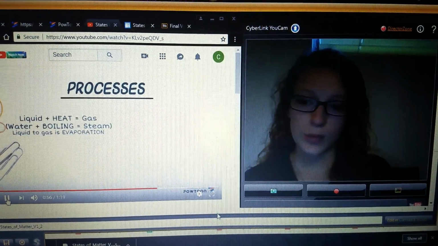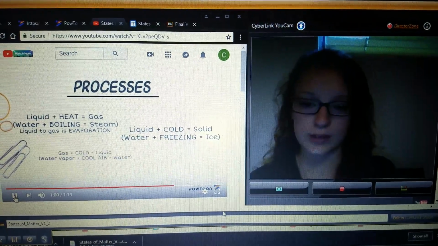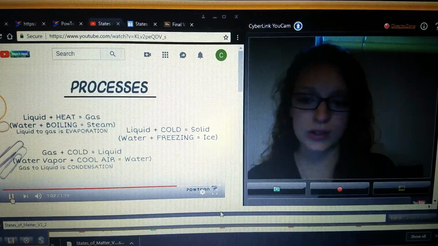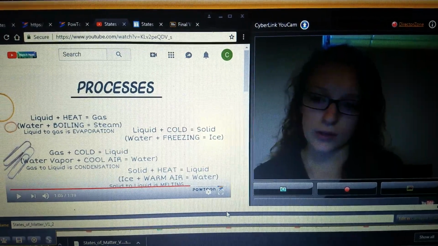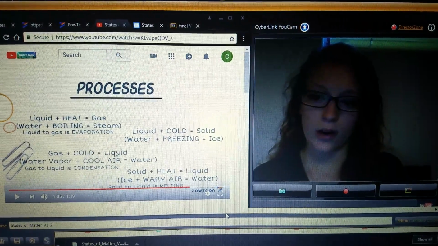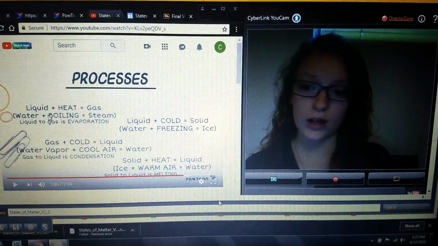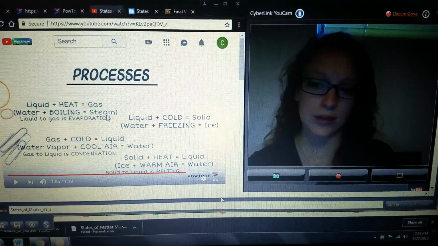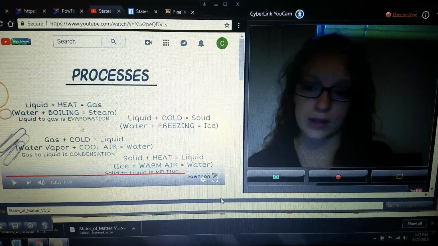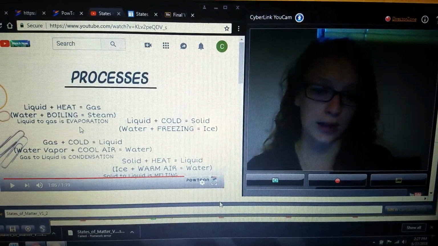We talked about processes a little bit. I've got a slide here explaining the processes a little bit more. You will need to know these for your quiz. So I'm going to go over them real quick. I used water in examples in all of these. So if you have the liquid form of water and you add heat or you boil it, it turns into a gas, which we call steam. This process is called evaporation. That is when a liquid turns into a gas.